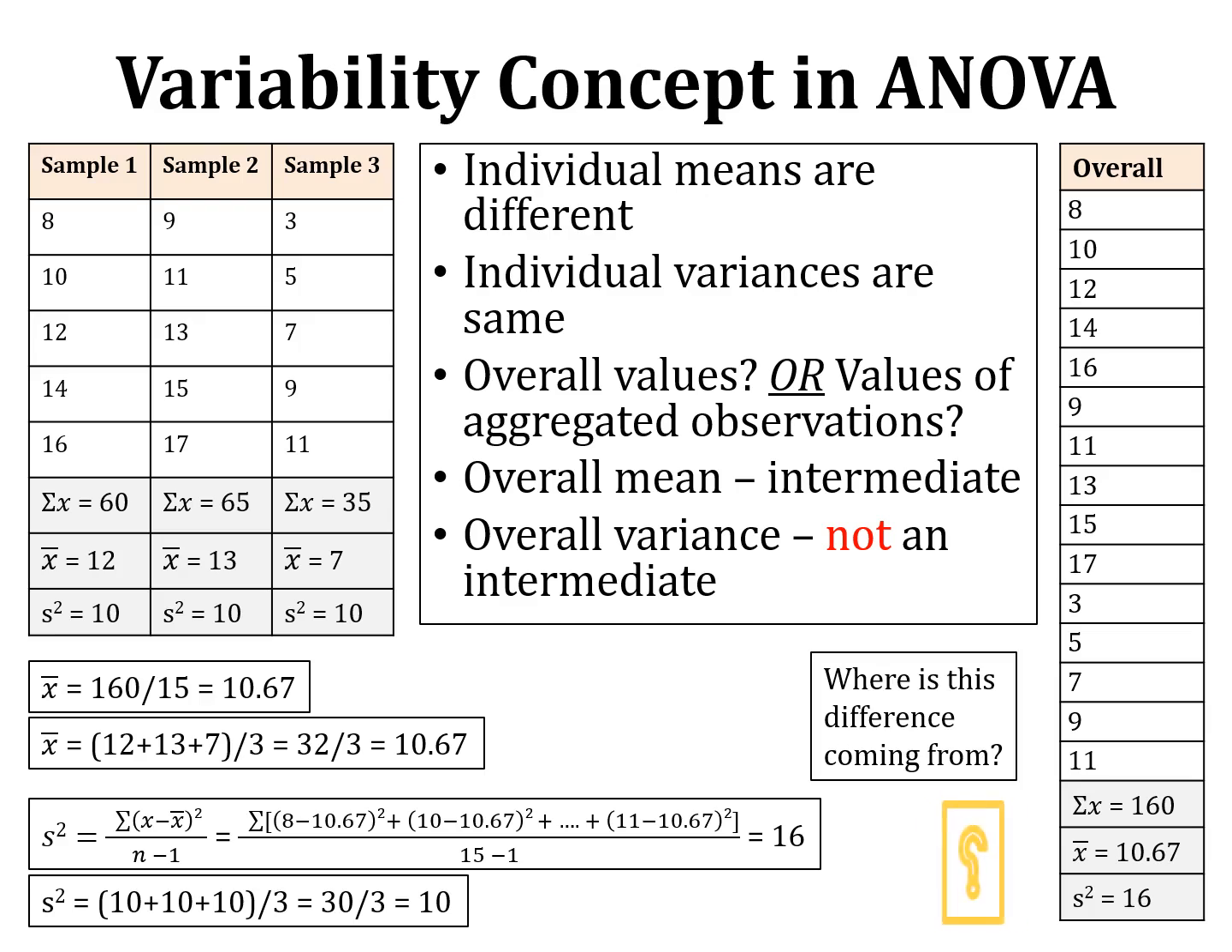So now the question is, where is this difference coming from? Because the mean values are different, but the variances are the same, yet the overall variance is different, and this overall variance is not an intermediate. The overall mean is an intermediate of the individual means, but the overall variance is not an intermediate of the individual variances. So where is this difference coming from?